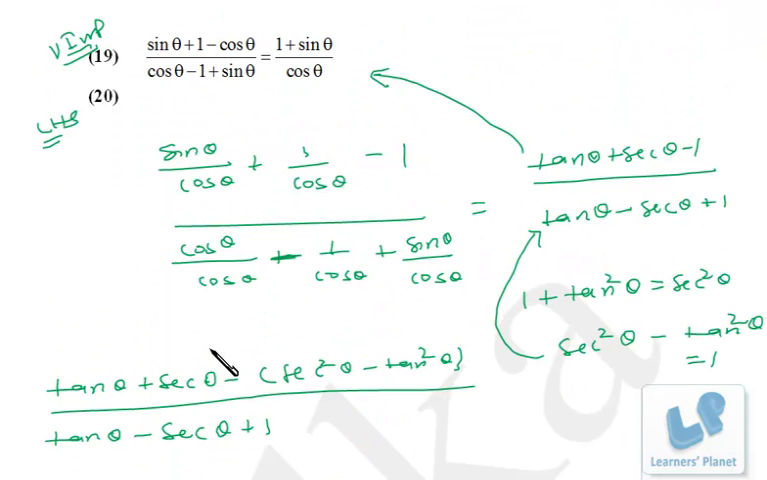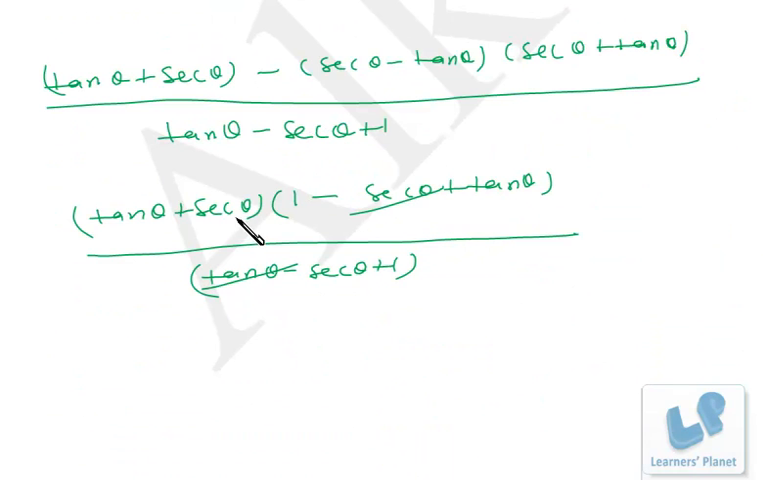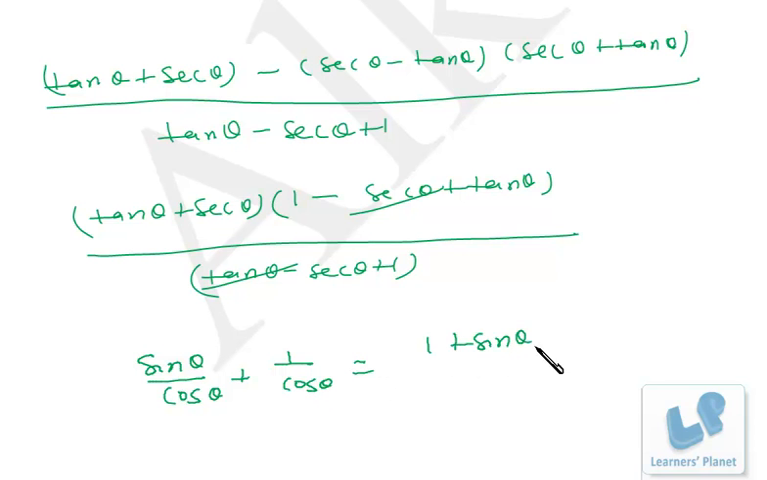Now in the right hand side we want the expression in sine and cos. So what I do is I convert tan and sec into sine and cos. Now tan theta is what? Sine theta by cos theta, and sec theta is what? 1 upon cos theta. So if I take LCM, I'll be getting 1 plus sine theta by cos theta, that is the right hand side, right?